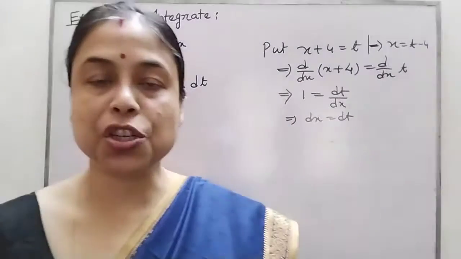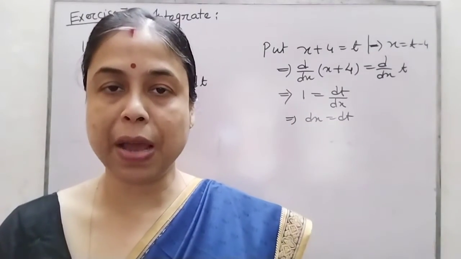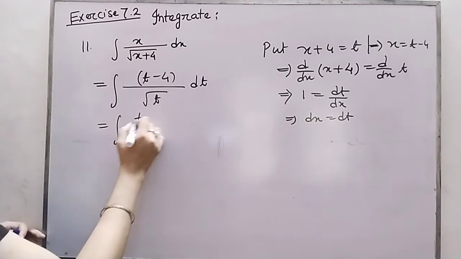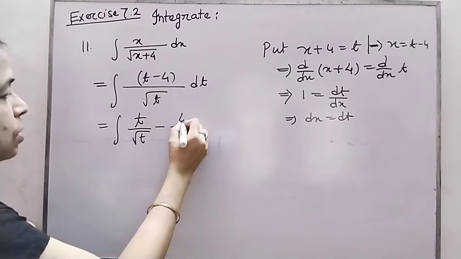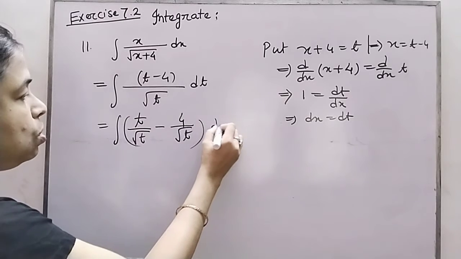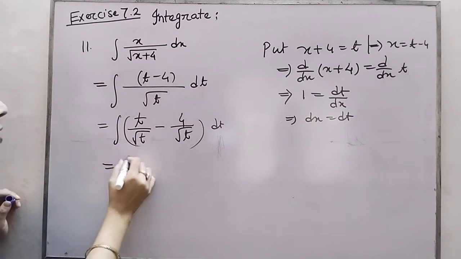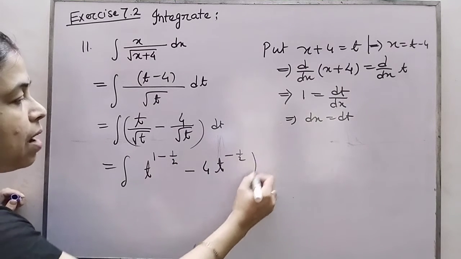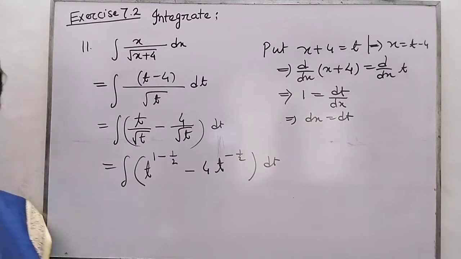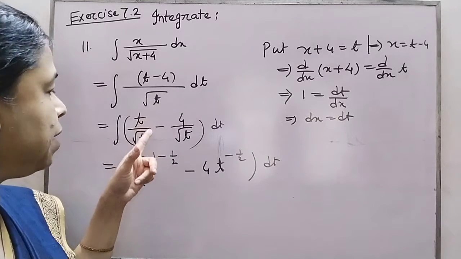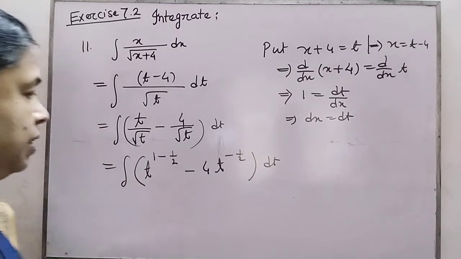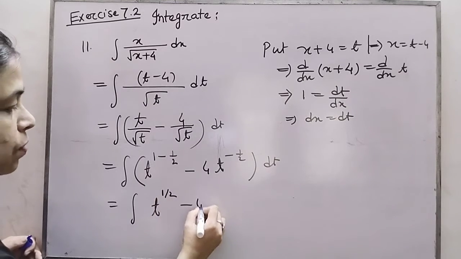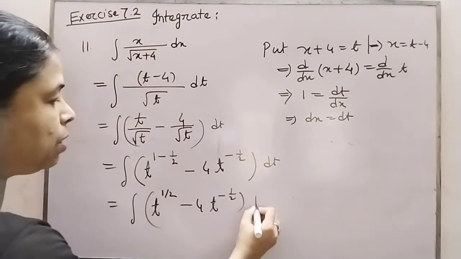Now you see this question is converted to polynomial divided by monomial. So we can separate it into two parts, right? It can be written as t divided by root t, minus 4 divided by root t, whole into dt. Now combine the powers of t. This is t to the power 1 minus half, and this is 4 into t to the power minus half, into dt. Hope you remember t to the power half means root t, and the formula a to the power m by a to the power n is a to the power m minus n. So I have used this. It gives t to the power half minus 4 t to the power minus half, whole into dt.